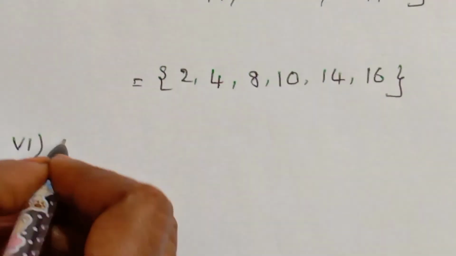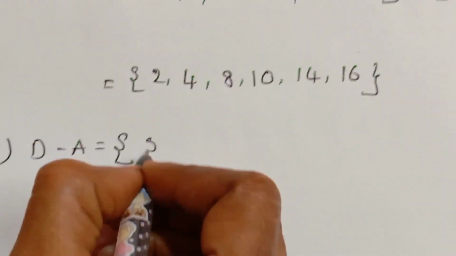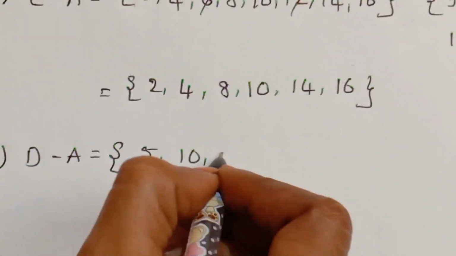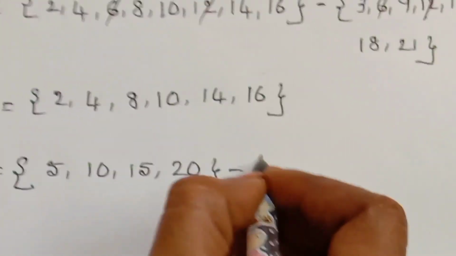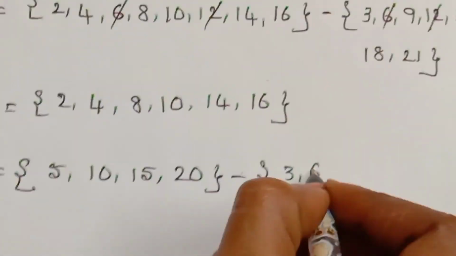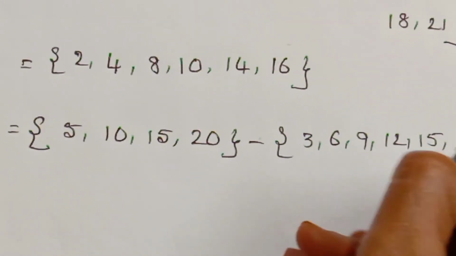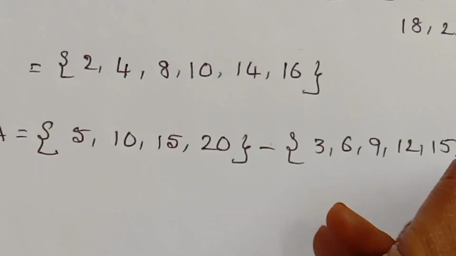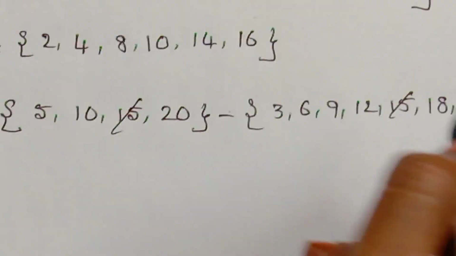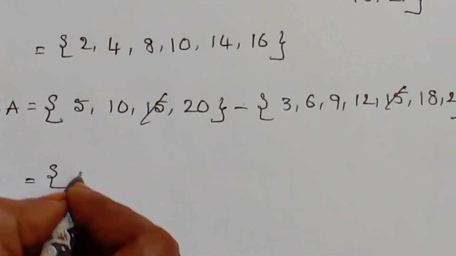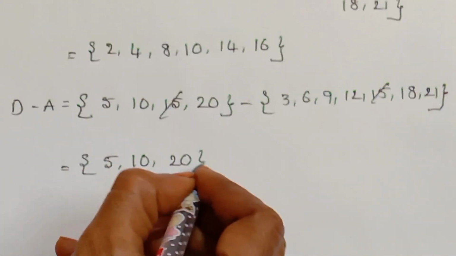Sixth one, D minus A. D set is 5, 10, 15, 20. Minus A, 3, 6, 9, 12, 15, 18, 21. 15 is common. Remaining elements 5, 10, 20.